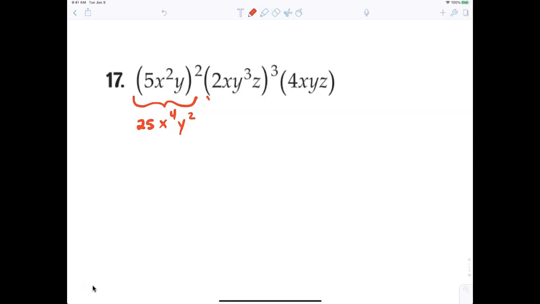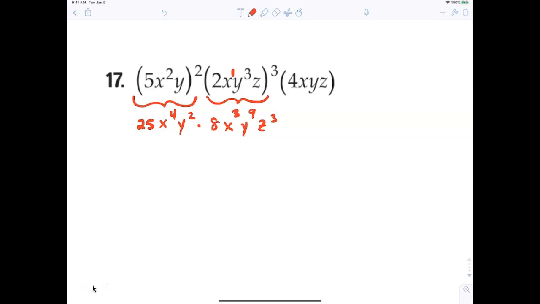Tell me this one. 8xy to the third. 8x to the third, right? Because that's a 1. 1 times 3 is 3, right? And then y to the 9th, and then z to the third. Everybody okay with that? Wait, how do you get 8? 2 times 2 times 2. Oh, right.